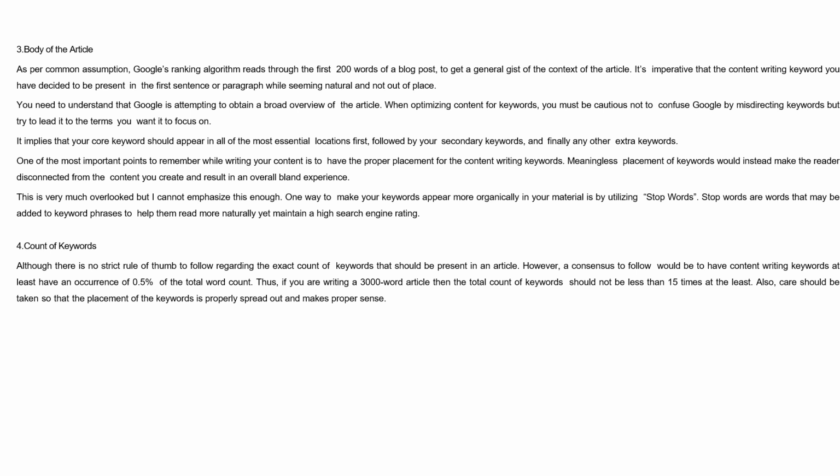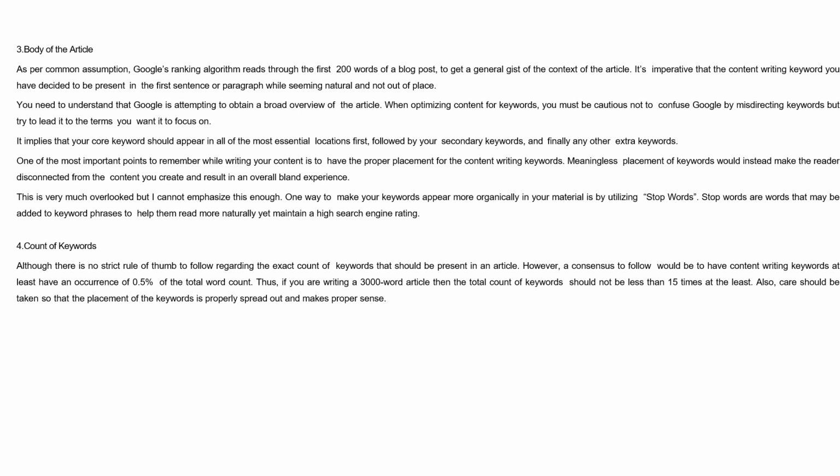When optimizing content for a keyword, you must be cautious not to confuse Google by misdirecting keywords, but try to lead it to the terms you want it to focus on. It implies that your core keyword should appear in all of the most essential locations first, followed by secondary keywords and finally any other extra keywords.